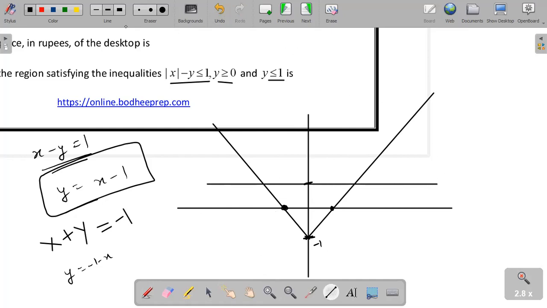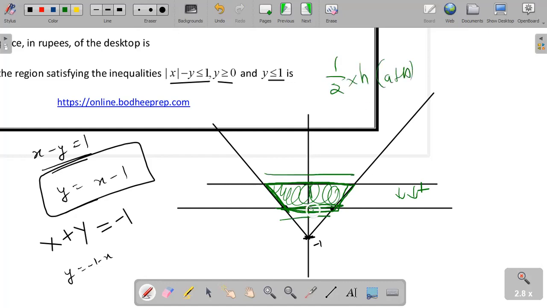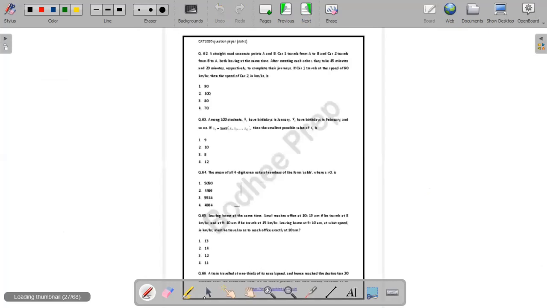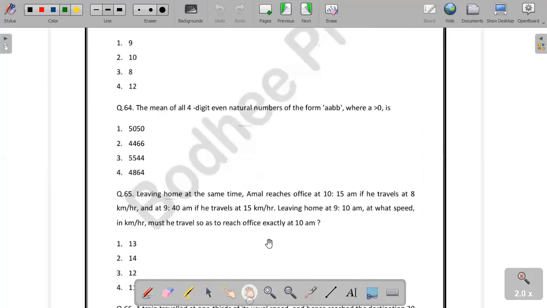We need less than this, but we also need y greater than 0. And we also need the area between these graphs, so we need this one. If you notice, this is the trapezium. You basically have to use the formula half into h into a plus b. You know this length, and this length. You can calculate the given required area.